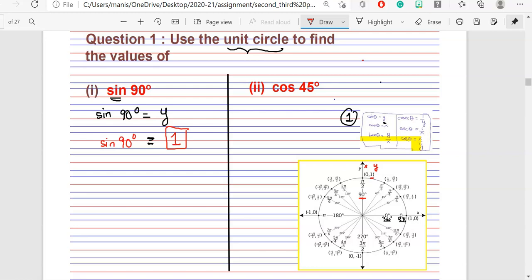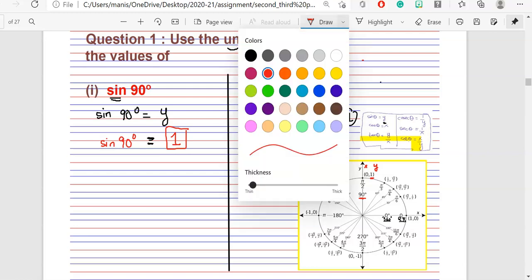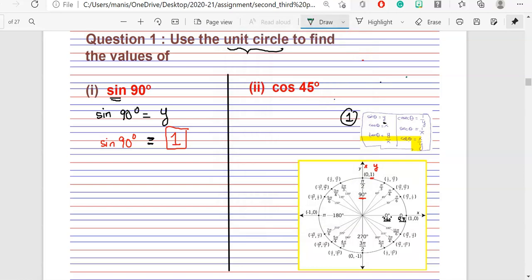Okay, now let's go to the second problem. The second problem says find the value of cosine 45. So step number one is you will come to this formula sheet over here. You will look for cosine theta. Cosine theta is what? It is your x. So go ahead and write it over here. Cosine of 45 degrees is equal to x.